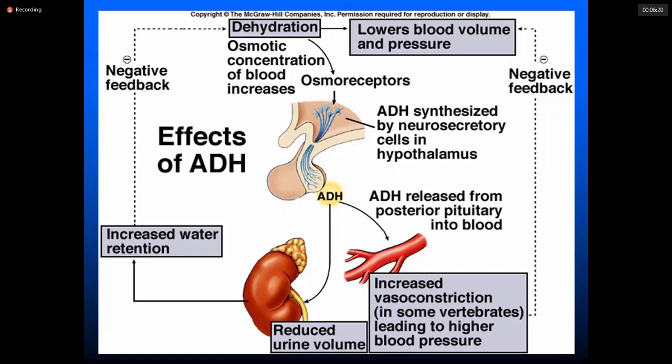Here, summarizing the effects of ADH in dehydration: the osmoreceptors in the hypothalamus are stimulated, synthesizing more ADH and secreting more in the posterior pituitary, and that will work on the vessels to vasoconstrict. It will reduce the urine volume, helping maintain more water for the body, increasing water retention. So the main action is to preserve water.